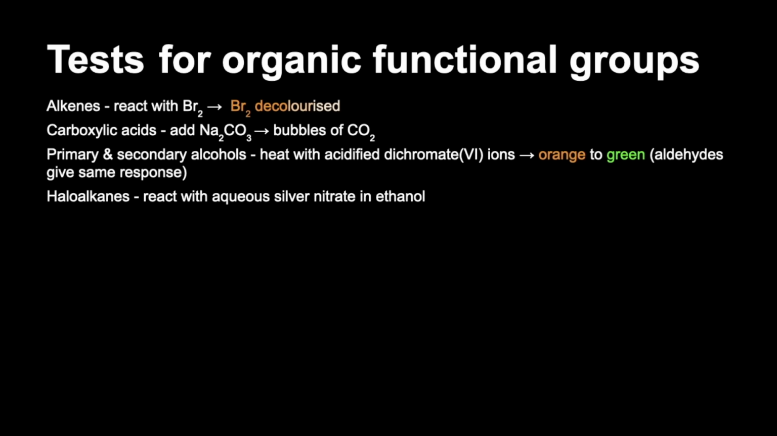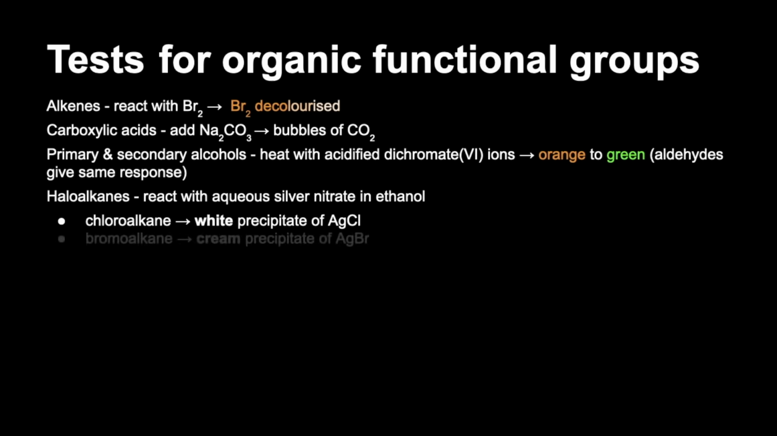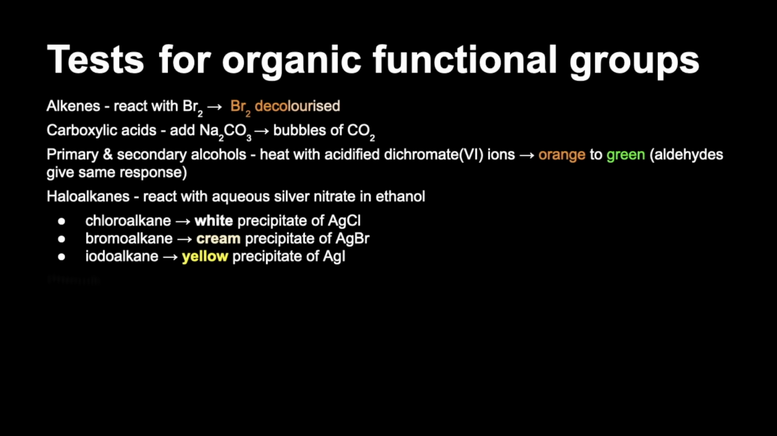Haloalkanes, you can react them with aqueous silver nitrate in ethanol, and the observations for these. Chloroalkanes will give you a white precipitate of silver chloride. Bromoalkanes, a cream one, and an iodoalkane will give a yellow precipitate of silver iodide. Moving on to phenols, there's several ways to test for a phenol.